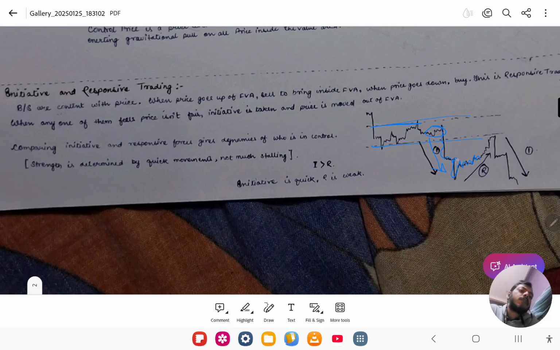However, buyers are not buying aggressively, and so price stalls here for quite a period of time. Towards the end, it reaches the lower boundary of the fair value area where it faces resistance, and price is swiftly brought down. So here we can see that the initiative move was quite stronger than the responsive move, so price moved in the direction of the initiative move.